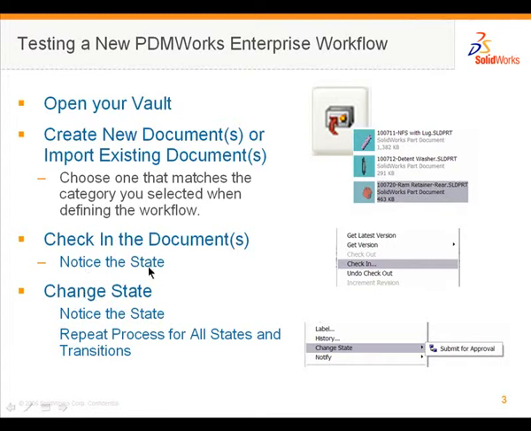If you're in the right state at first, then you can go ahead and change the state and try and make it go through the transition. The first one might be Submit for Approval. Then notice the state and repeat the process for all states until you get to the end of your workflow. Let's see what that looks like in the vault.